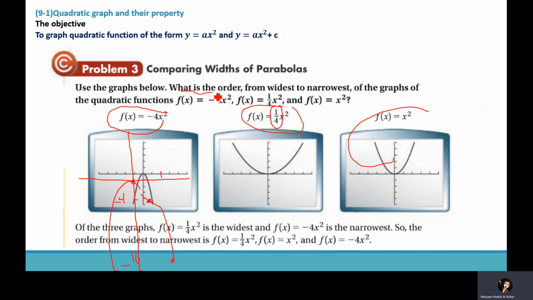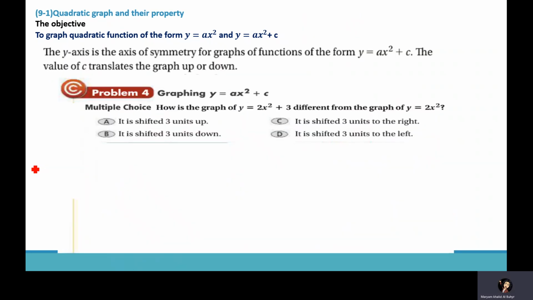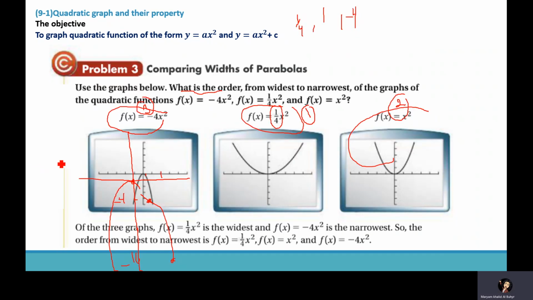If we order the widths of these graphs from greatest to least, this is the widest, the biggest one, then we have this one, 2, and then this one, 3. We can just think about these numbers, the coefficients 1/4, 1, and -4. This is the idea of this part.